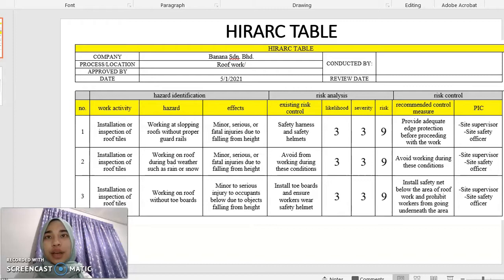The next hazard is working on the roof without toe boards. It also gives effects of minor to serious injuries to occupants below due to objects falling from height. The existing risk control is to install toe boards and ensure workers wear safety helmets. The risk is also 9, which is medium, and the recommended control measure is to install a safety net below the area of roof work and prohibit workers from going underneath the area.